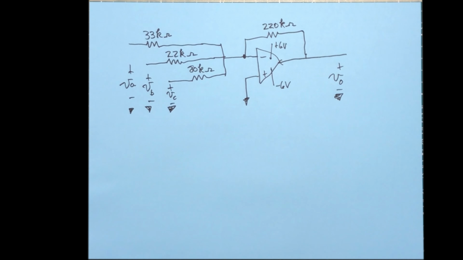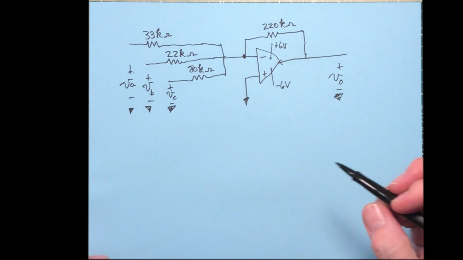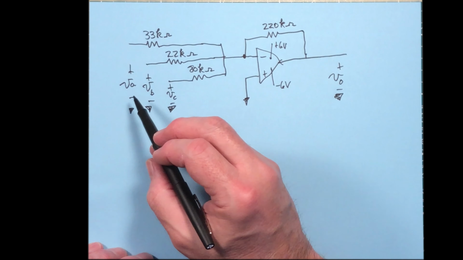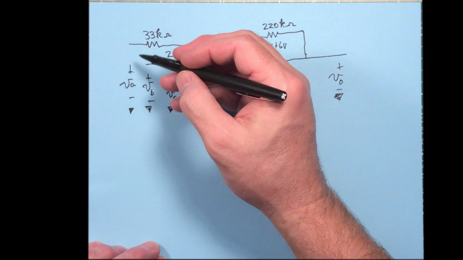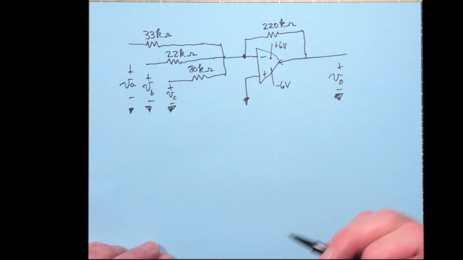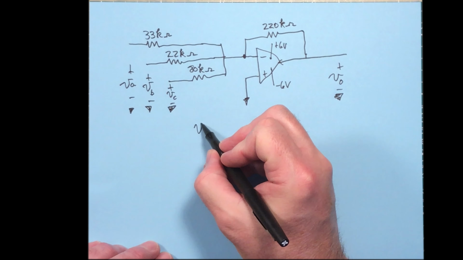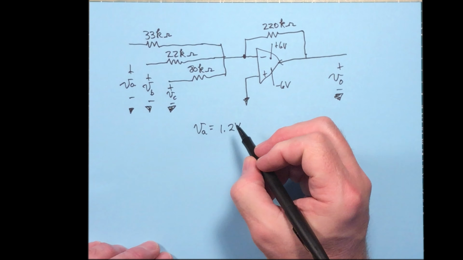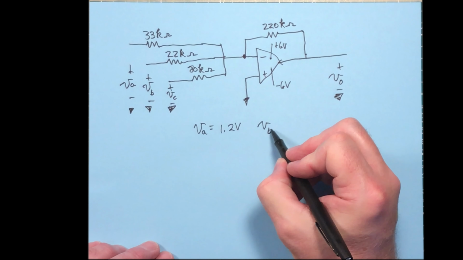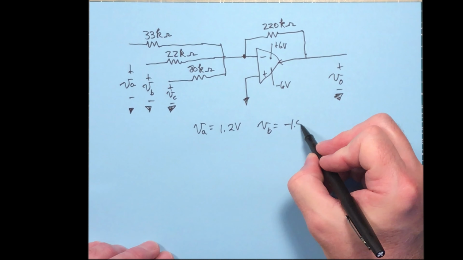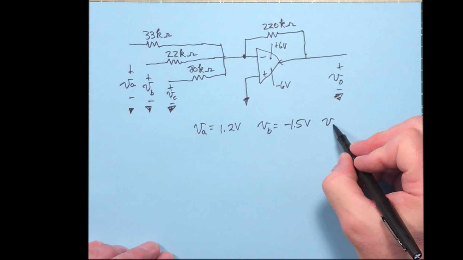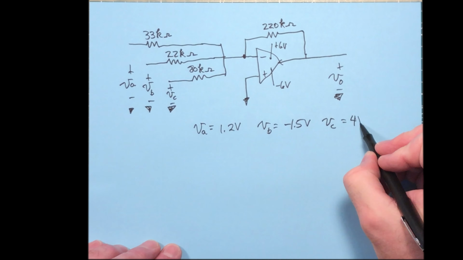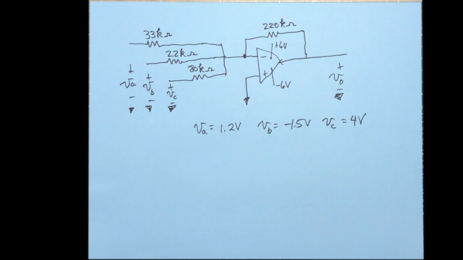All right, so this is a summing amplifier. Let's give it some numeric values for our inputs here. And remember, these can change very quickly over time, but let's say for a specific instant in time, V sub A is 1.2 volts, V sub B is negative 1.5 volts, and V sub C is 4 volts. All right, what's the output going to be?